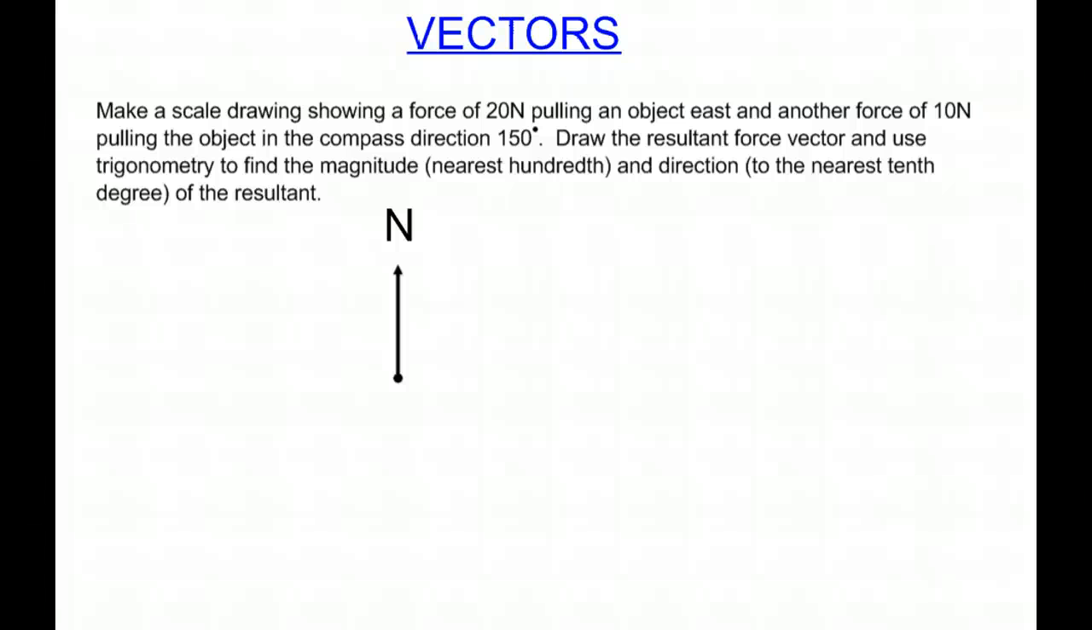Hello, today we're going to work on vectors. So here we have to make a scale drawing showing a force of 20 newtons pulling an object east and another force of 10 newtons pulling the object in the compass direction 150 degrees. That's another way of saying bearing. So we're going to have our east, and that's going to be 20. And then we have our 150, which is going to be 10.